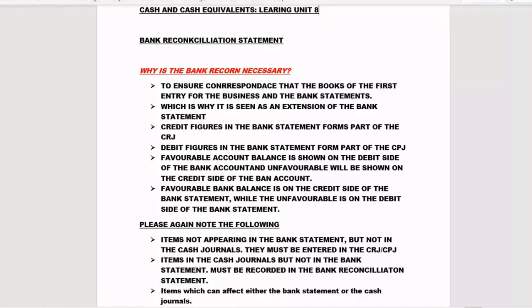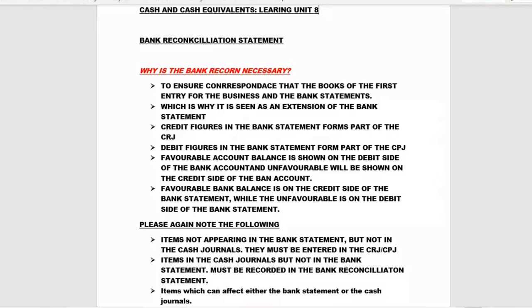Bank reconciliation statement. We're going to look at why it is necessary to reconcile the bank statement. We first have to ensure the correspondence of the books of first entry for the business and the bank statements. So they should actually correspond. Usually what appears on the CRJ and the CPJ should be a reflection of the bank statement. All right. So why is it necessary?